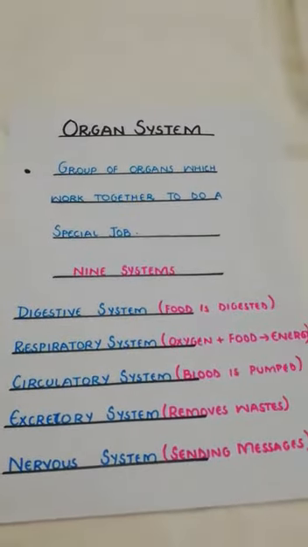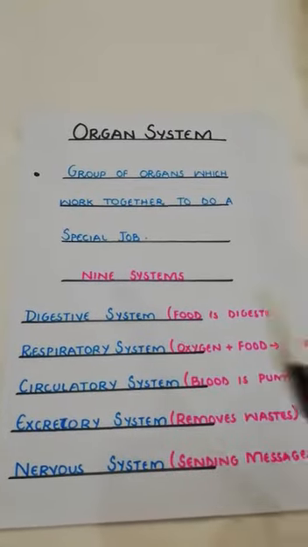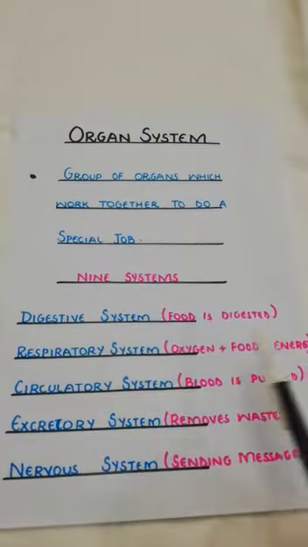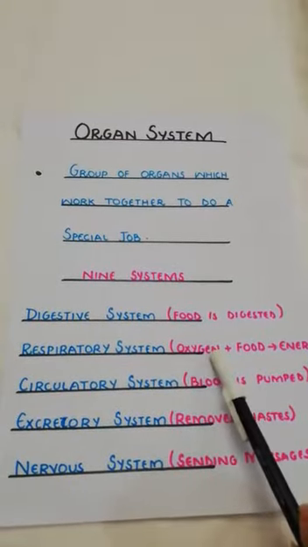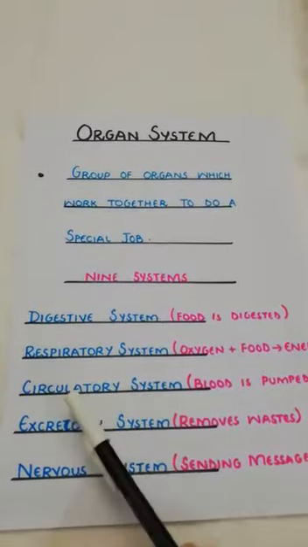Then, respiratory system. As you all know that oxygen is very important for all the living things. This oxygen combines with the food and energy is formed. And who provides this oxygen? This oxygen is provided by the respiratory system.